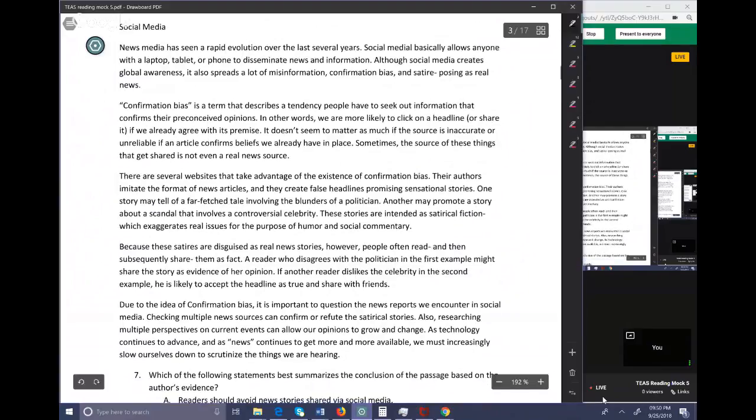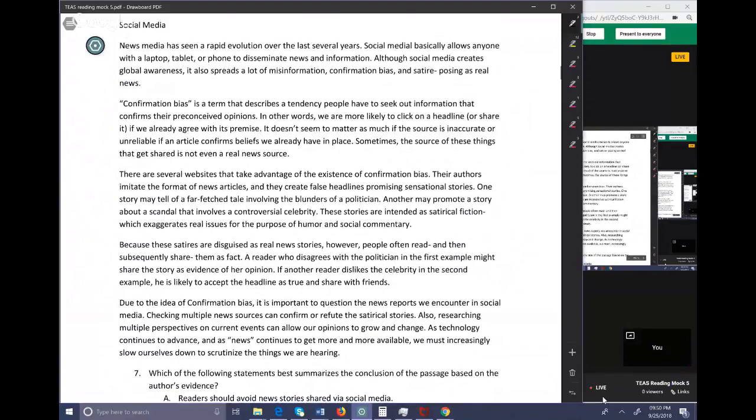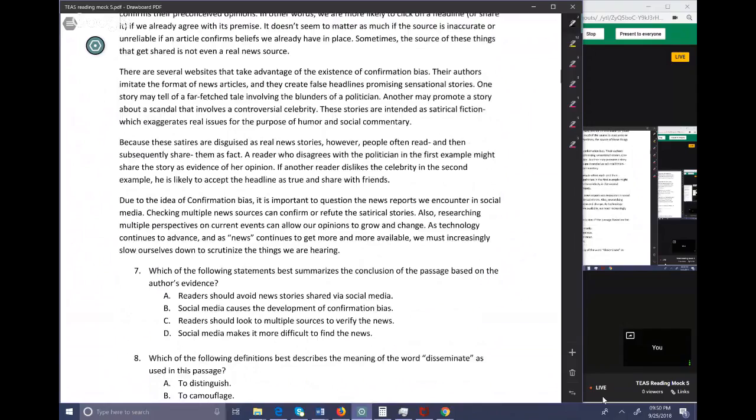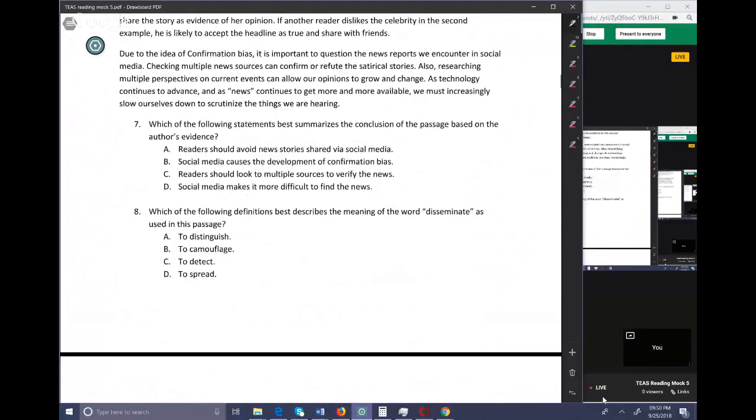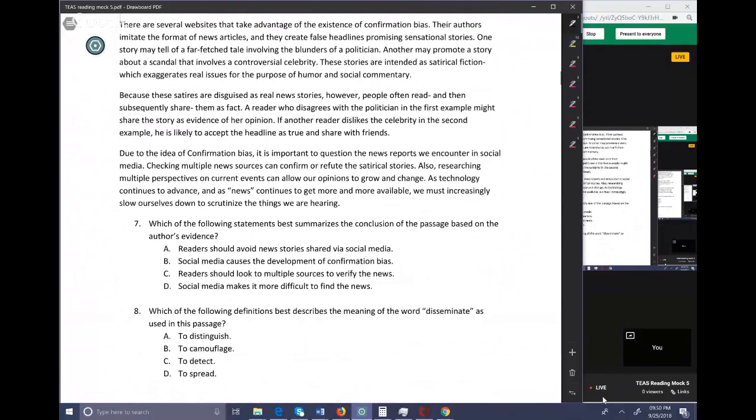Your next article is social media. It's a pretty long article with several different paragraphs. Hopefully you were really careful with what your main idea was and thought about why your different paragraphs were there. The questions are going to do a good job of making sure you understood why all the pieces were there. So I won't discuss the passage until we do some of these questions, and that'll help us discuss it.